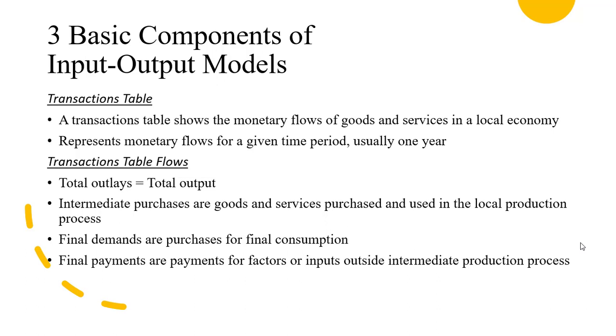Intermediate purchases are goods and services purchased and used in the local production process. Final demand means household, government, export, et cetera. Final demand is purchases for final consumption. Final payments are payments for factors or inputs outside the intermediate production process.